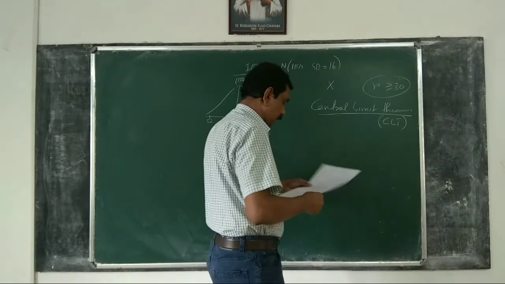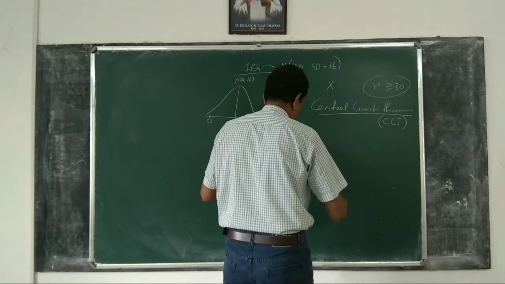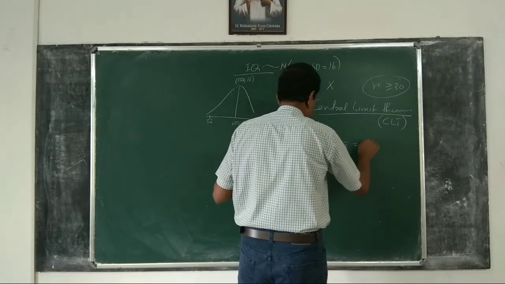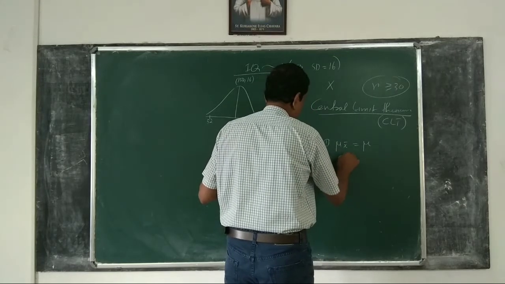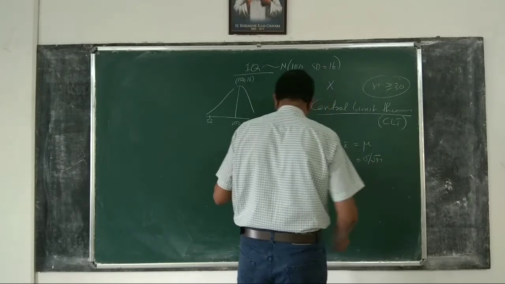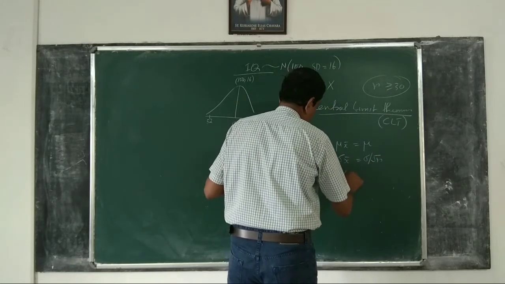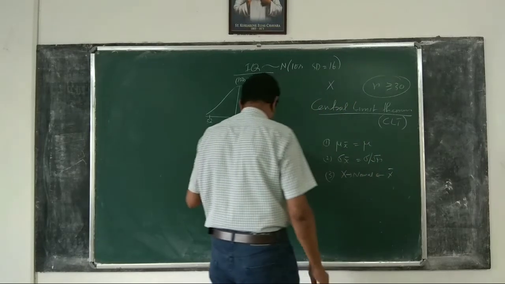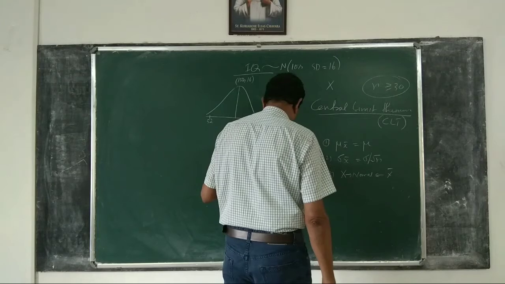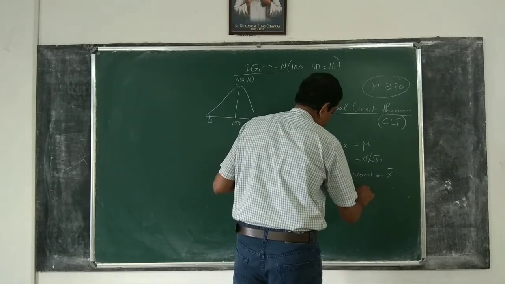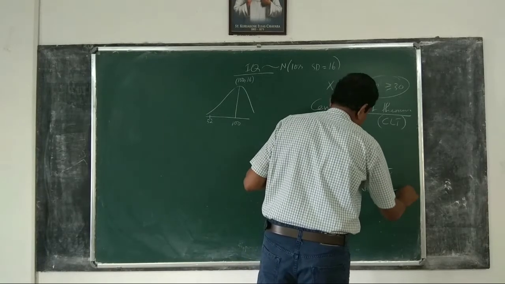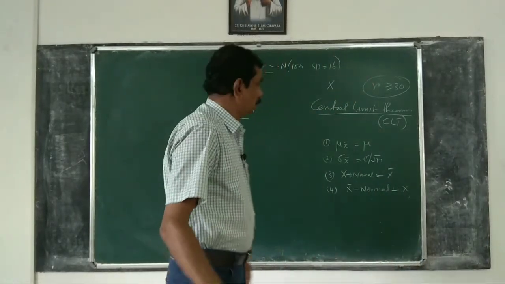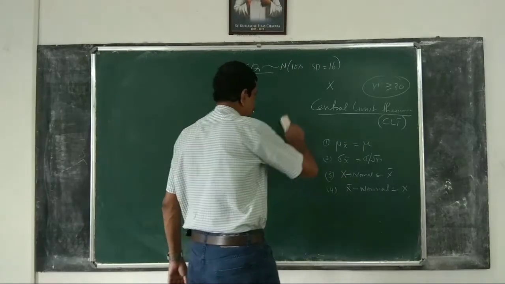Let us conclude what we have stated about sampling distribution so far. 1. Mu of x bar is equal to mu always. 2. Sigma of x bar is sigma by root n. 3. If x is normal, then x bar is also normal. Then for sufficiently large sample size, x bar is normal regardless of the distribution of x. These are the points you should remember always.